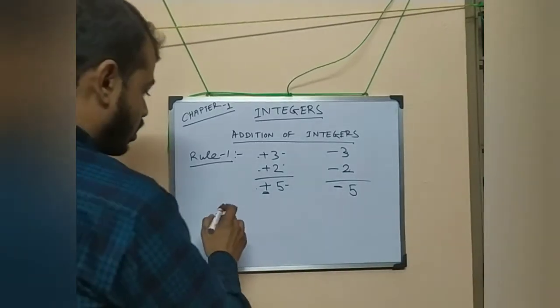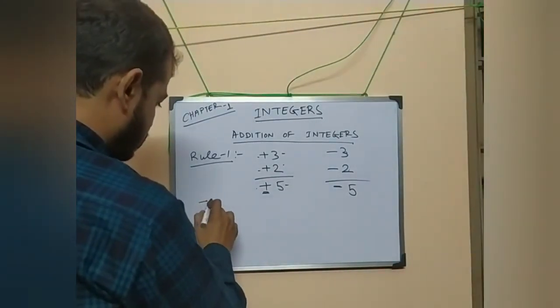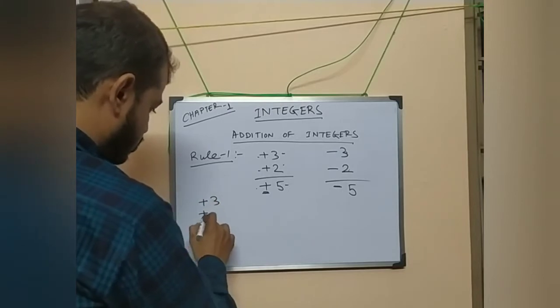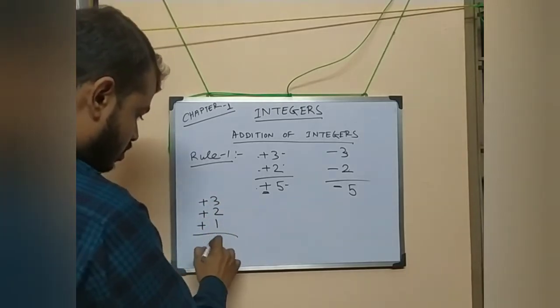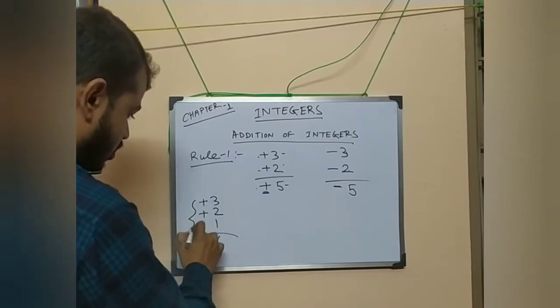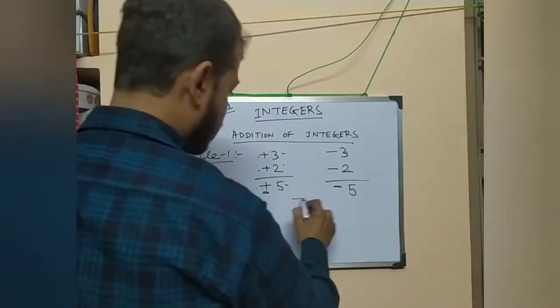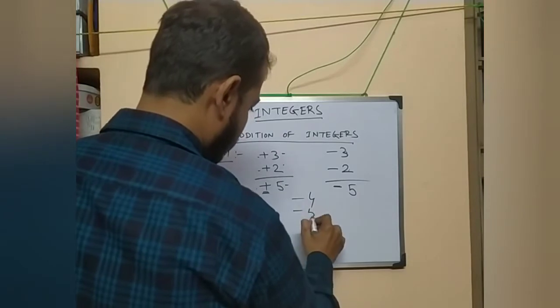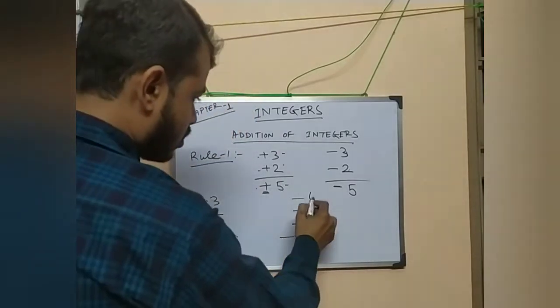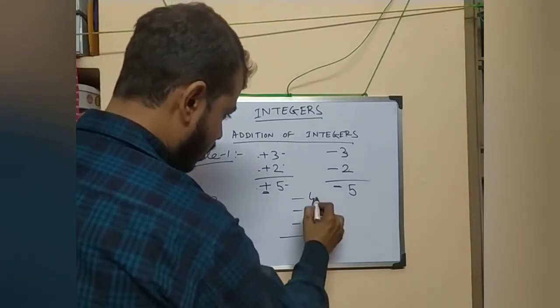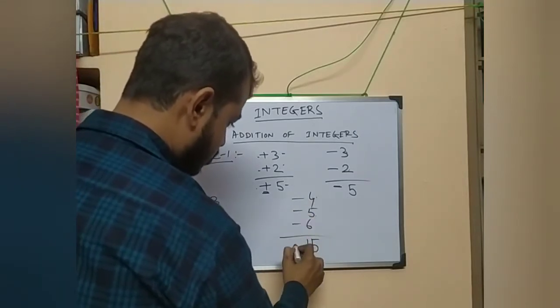If we add three positive numbers, see 3 plus 2 plus 1, then we have 6, and the sign is the same sign. Now if we add minus 4, minus 5 and minus 6, then we get 15, we add their values, and the sign is also the same.